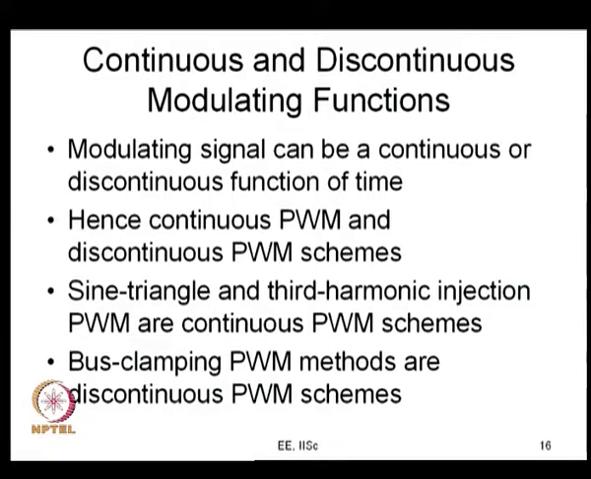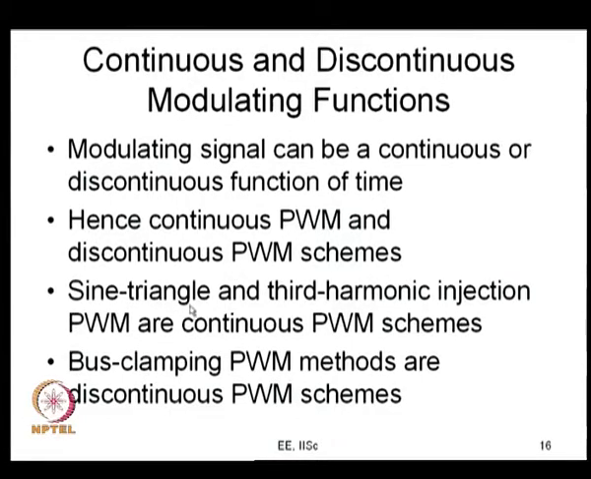So, now we have looked at different kinds of modulating functions. What we can see is that the modulating functions can be continuous or discontinuous functions of time. What do you mean by continuous and discontinuous? A modulating signal can be a continuous function of time or a discontinuous function of time. If the modulating function is a continuous function of time, you would call it a continuous PWM scheme. If the modulating function is a discontinuous function of time, you call it a discontinuous PWM scheme.